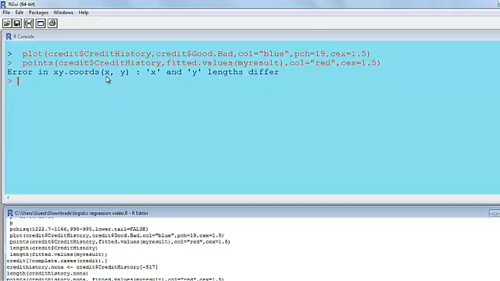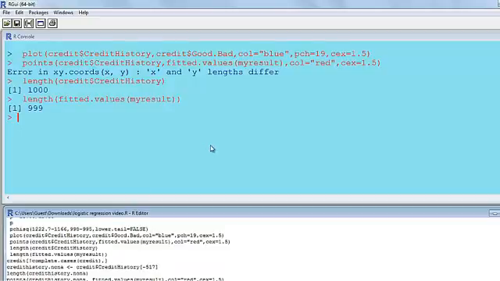This simply means that the variable credit history and the fitted values, or the probability values from my result, are different in length. So to look more into it, we'll look at the length. Let's take a look at the length of credit history. It is 1000. Now let's take a look at the length of predicted values from my result. If you look, this vector has a length of 999. So as you can see, there is a difference in length, and this is the reason the command was giving us an error that the lengths are different.